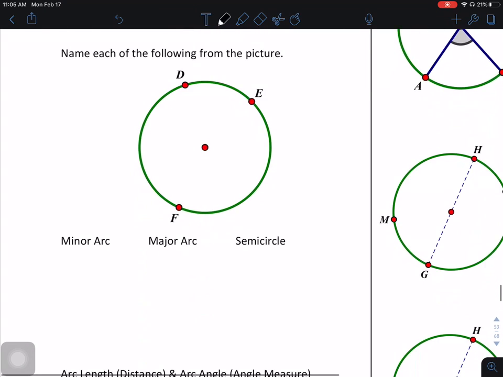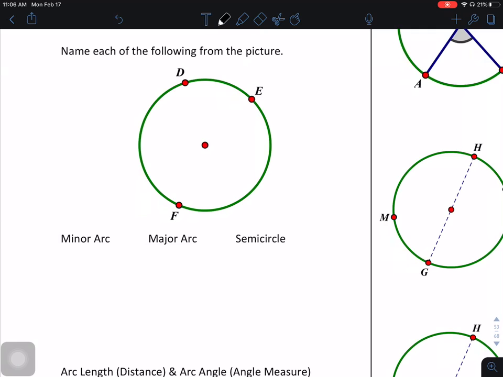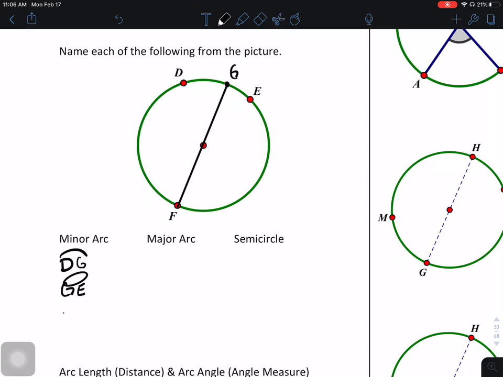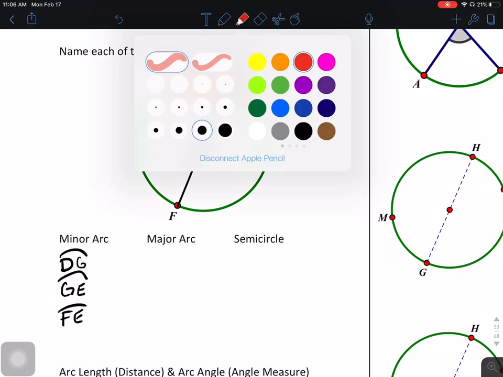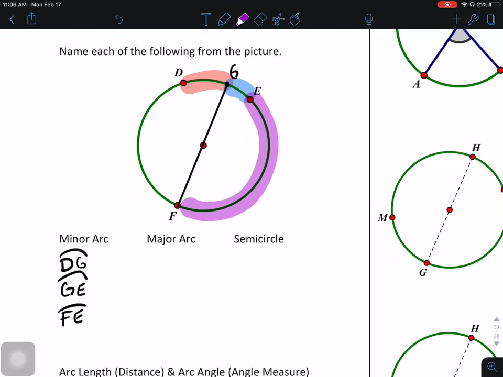Good enough. Name each of the following from the picture. Let's name all the minor arcs, and my picture is lacking a bit. Let me add this to the picture, and we'll call this point of intersection G. Minor arc, arc DG, arc GE is a minor arc, arc FE is a minor arc. So I just named this one, and this one, and this one as minor arcs.